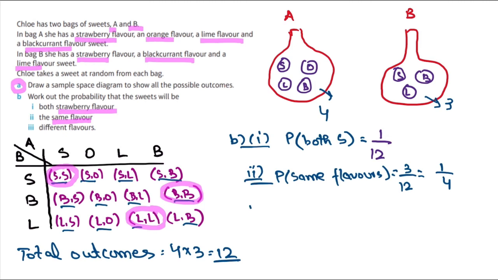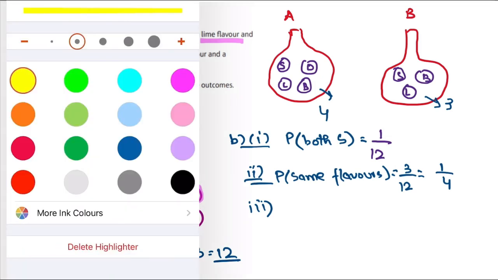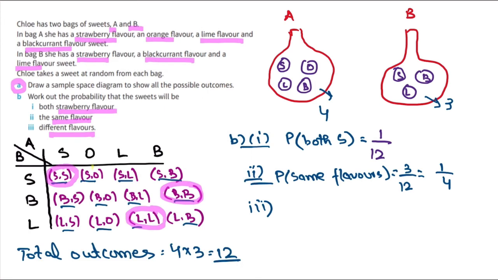Now the third one says different flavors. We are looking for all the possible outcomes which give us a different flavor. We have a lot of them giving us different flavors. You can do it in 2 different ways. One way is to count how many different flavors you have, which is 1, 2, 3, 4, 5, 6, 7, 8, 9. So we know that we have 9 different flavors.